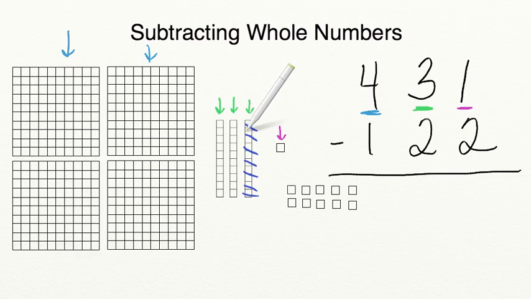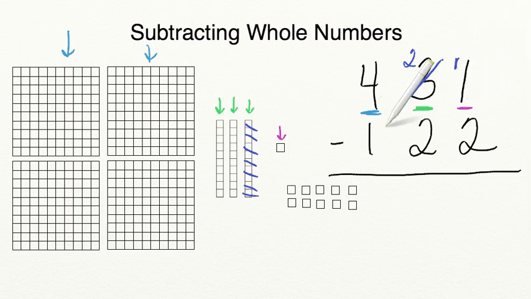Now, since I had to regroup one of my tens blocks, I'm going to cross out my 3 because I no longer have 3 tens blocks, and I'm going to change it into a 2 to represent the 2 tens blocks that we have left. And that tens block that I broke apart into 10 ones, I am now going to bring over to my ones column and put a 1 here to represent a value of 10. 10 plus 1 equals 11, and the 1 and 1 show a value of 11.